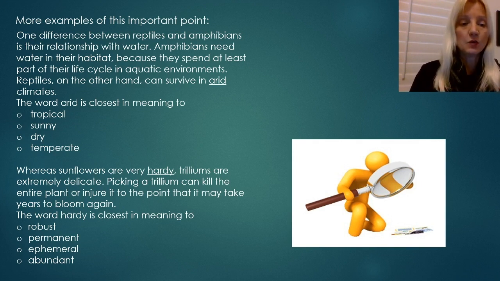Now for the second one, we see that sunflowers are hardy, and we have the word whereas. Then it says trilliums are extremely delicate. So hardy must mean something very different from delicate because of the word whereas. So the correct answer is the first answer, robust. Robust means something is strong and tough. So it is quite opposite of delicate.